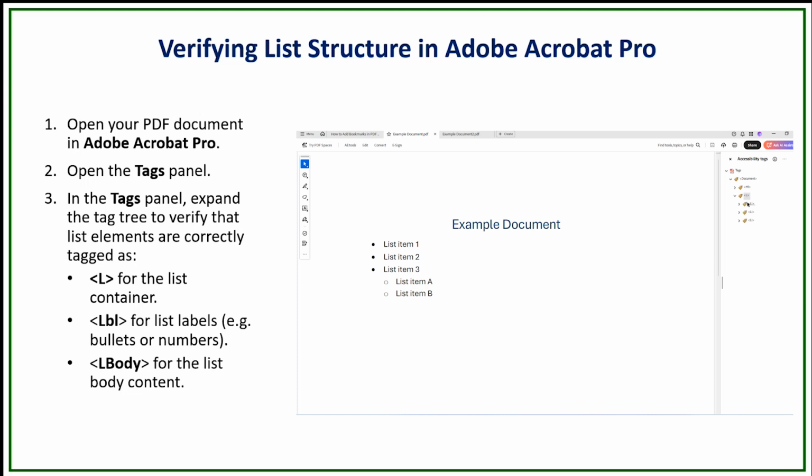First, open your PDF document in Adobe Acrobat Pro. Then, open the Tags panel. In the Tags panel, expand the tag tree to verify that list elements are tagged correctly as L for the list container, LI for list items, LBL for list labels, e.g. bullets or numbers, and LBody for the list body content.